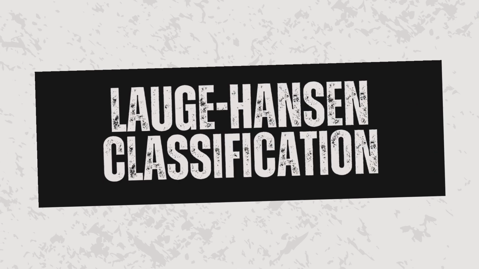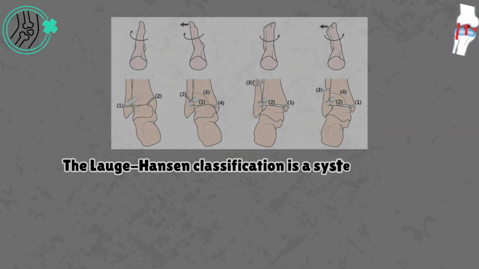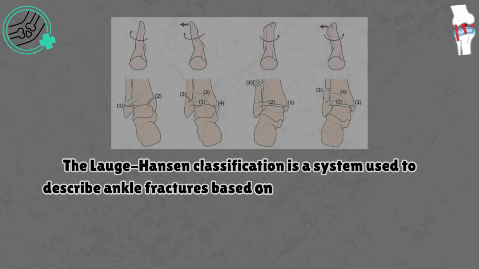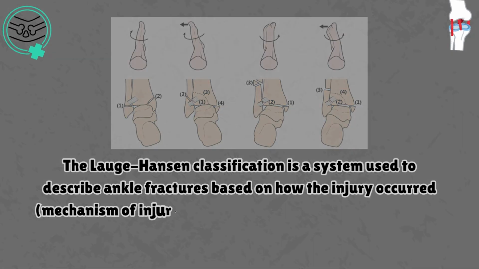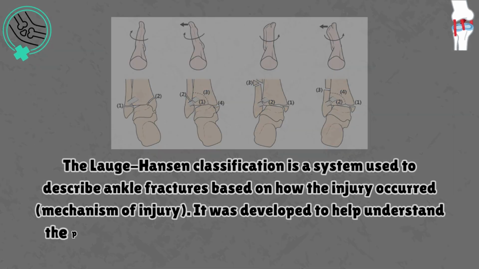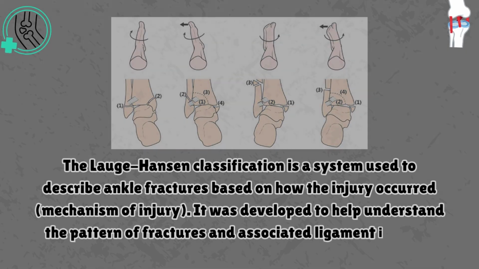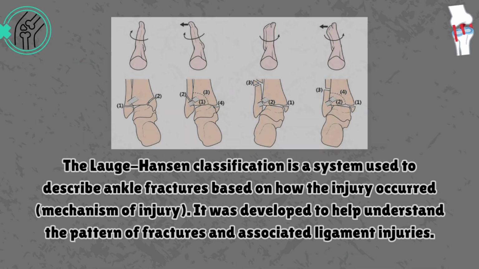Lauge-Hansen classification of ankle fractures. The Lauge-Hansen classification is a system used to describe ankle fractures based on how the injury occurred, or the mechanism of injury. It was developed to help understand the pattern of fractures and associated ligament injuries.